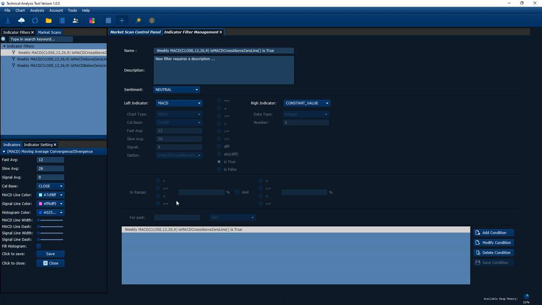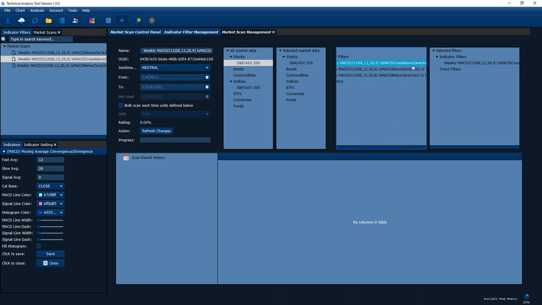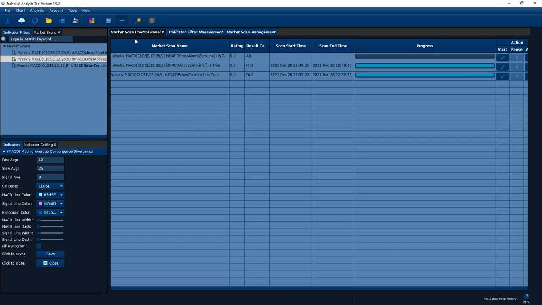Okay, create that one. I'm going to the market scan, add a new market scan by using this function. It's cross above 0 line. Let's pick up the filter. Cross above 0 line. So that's what we are looking for. Going back to the market scan control panel and run the first one.